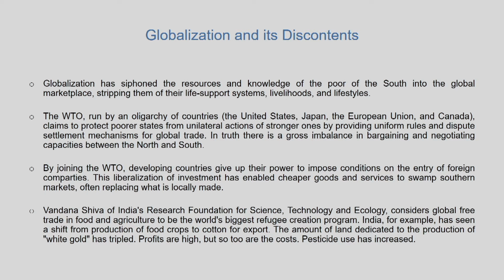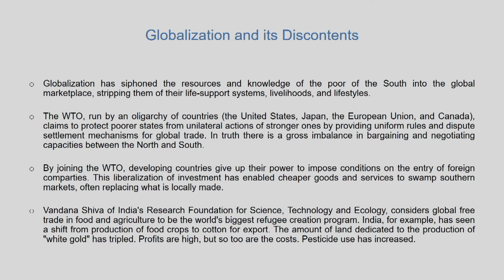Scholars such as Vandana Shiva of India's Research Foundation for Science, Technology and Ecology also talk about how globalization in agriculture, through its use of genetically modified seeds, has led to a shift in cropping patterns, and has also led to the biggest refugee creation program. There has been a massive shift in production systems from primary products to production of cash crops in different countries across the world, and along with it, profits are high.